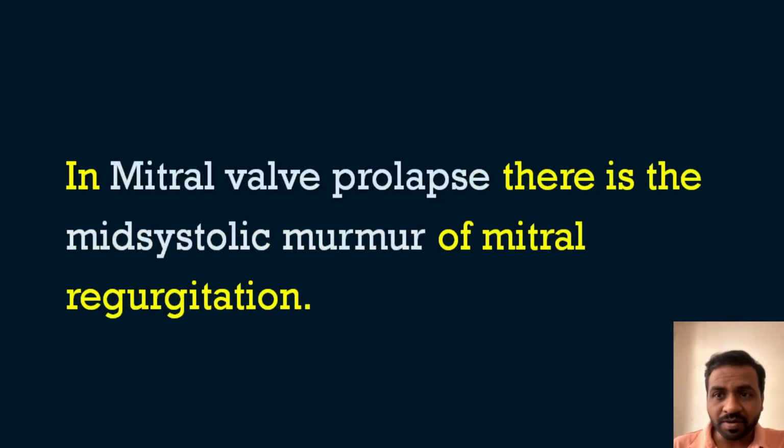And the final option was mitral valve prolapse. In mitral valve prolapse, there is the mid systolic murmur of mitral regurgitation. Because of the mitral regurgitation, we can hear a mid systolic murmur. So from this question, we are getting information regarding the typical murmurs which can be seen in 4 different cardiac conditions. That also is very informative and helpful for you.